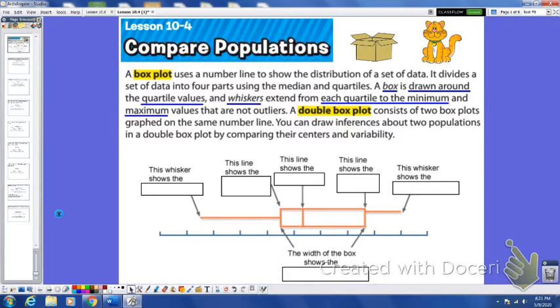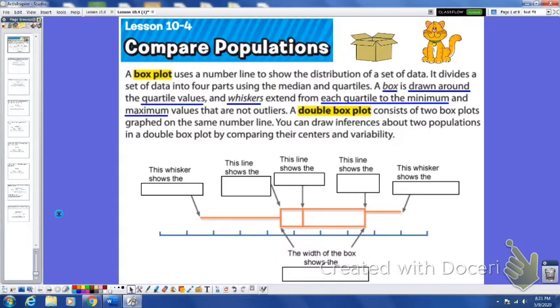To compare populations, a box plot uses a number line to show the distribution of a set of data. It divides a set of data into 4 parts using the median and quartiles. A box is drawn around the quartile values, and whiskers extend from each box to the minimum and the maximum values that are not outliers. A double box plot consists of 2 box plots graphed on the same number line. You can draw inferences about the 2 populations in a double box plot by comparing their centers and variability.